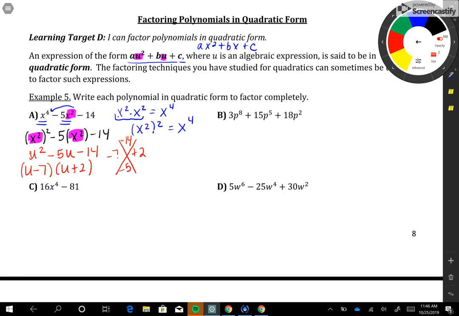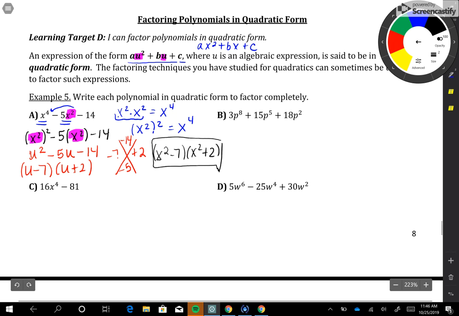So now we need to put that back. Instead of where the u's are, I'm going to put x squareds. So my answer is going to be x squared minus 7 times x squared plus 2. And that is the answer to A.